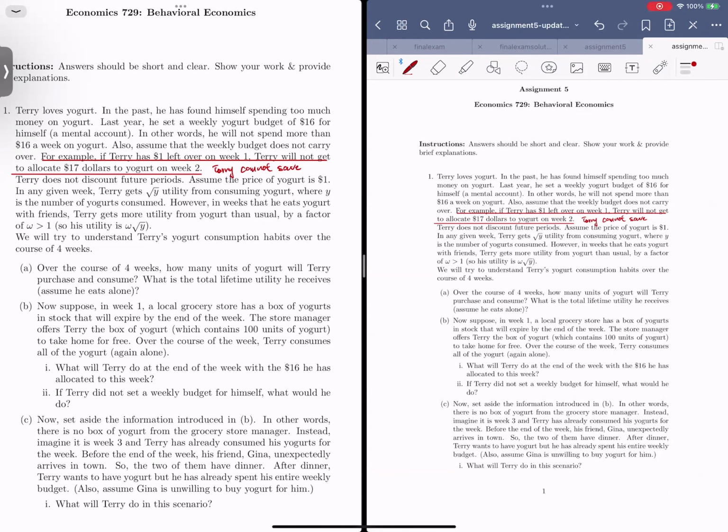Think about this as Terry has this yogurt desire that resets each week, right? So every week he has to consume yogurt, and it resets every week. The amount of yogurt that brings him happiness gets reset.